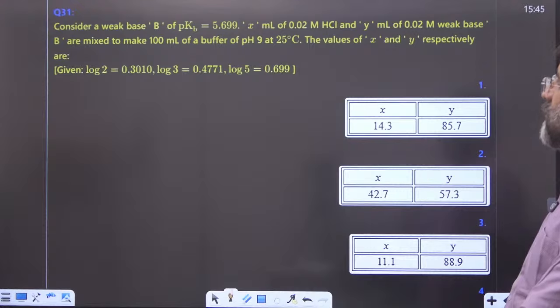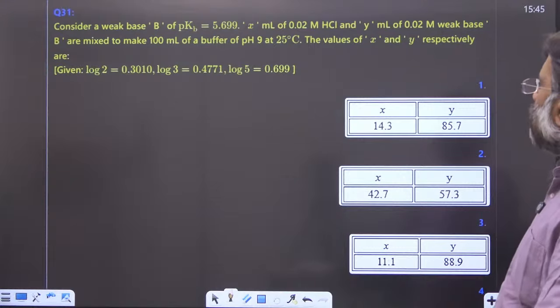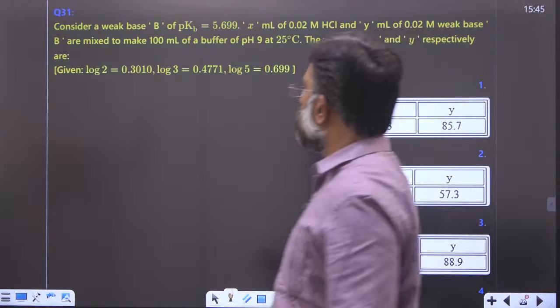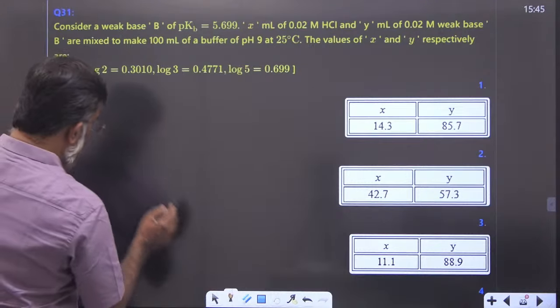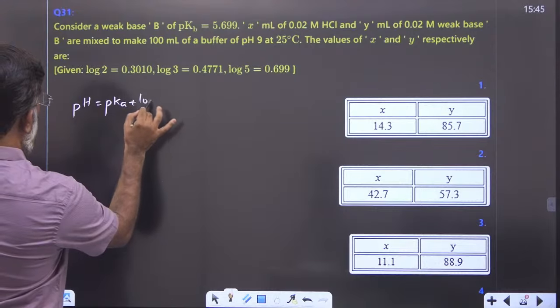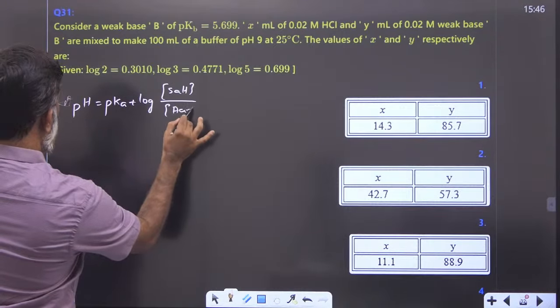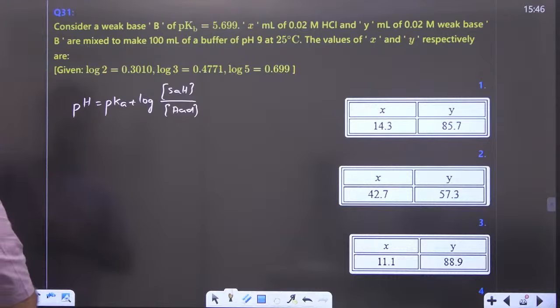Consider a weak base B of pKb 5.699. X mL of 0.02 molar HCl and Y mL of 0.02 molar weak base are mixed to make 100 mL of a buffer solution of pH 9. The values of X and Y respectively are. So that makes a buffer solution. You know the formula: pH equals pKa plus log concentration of salt by concentration of acid.